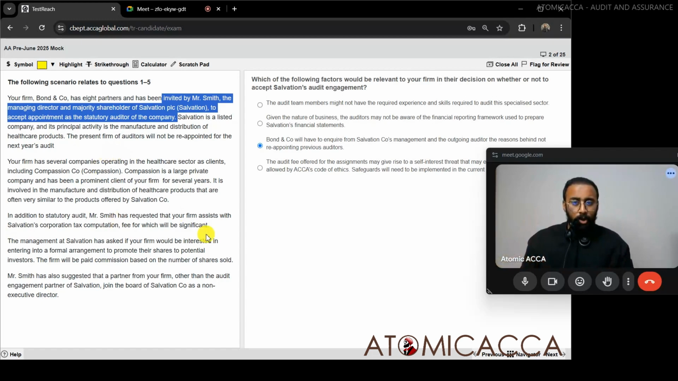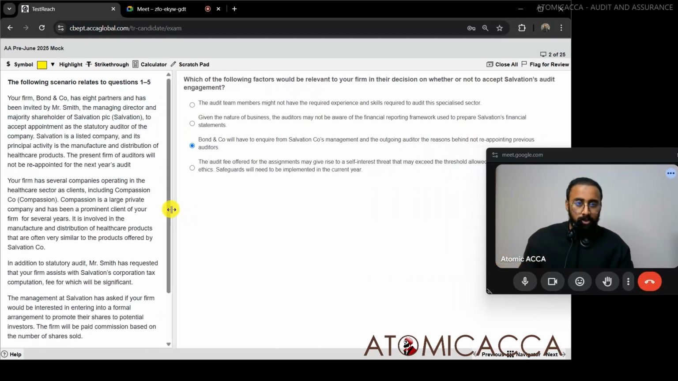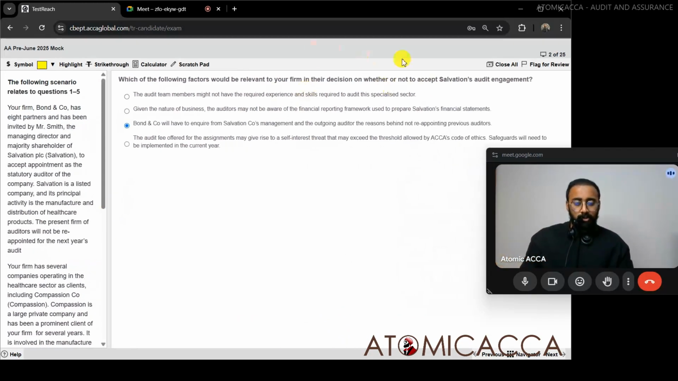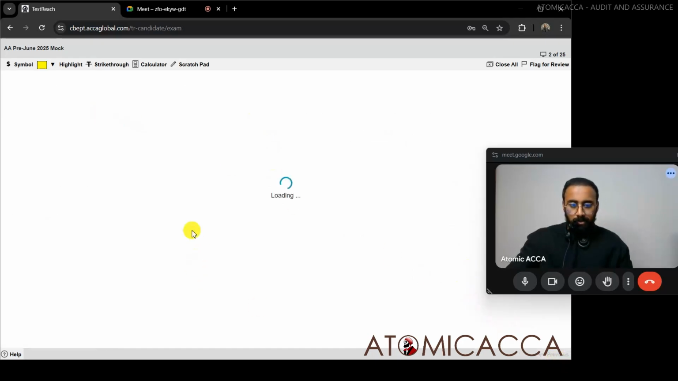Because of this, option D will not be a concern in this year. Maybe next year it can be a concern, but this year it's not a concern. So the auditor does not have to consider that point when deciding whether or not to go ahead with the audit engagement. So only option C will be the answer over here. Let's go to next one.